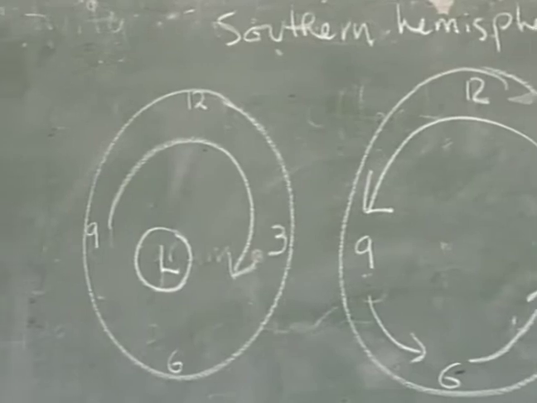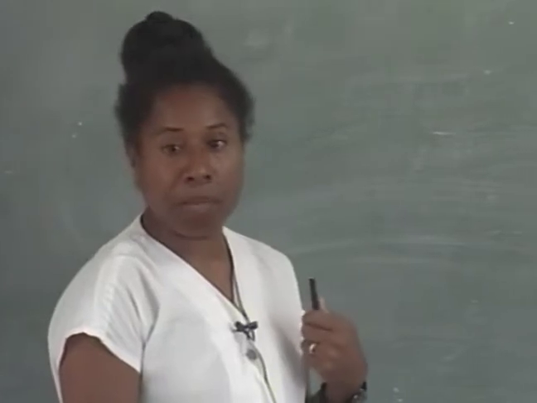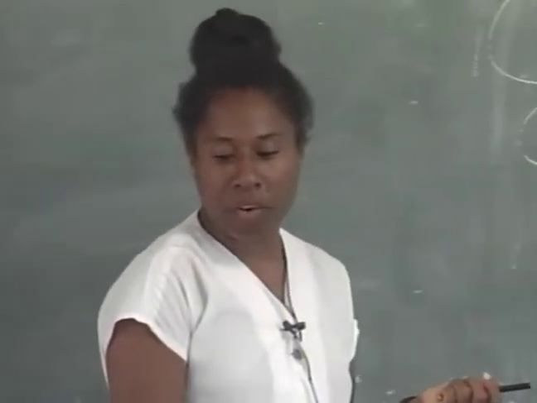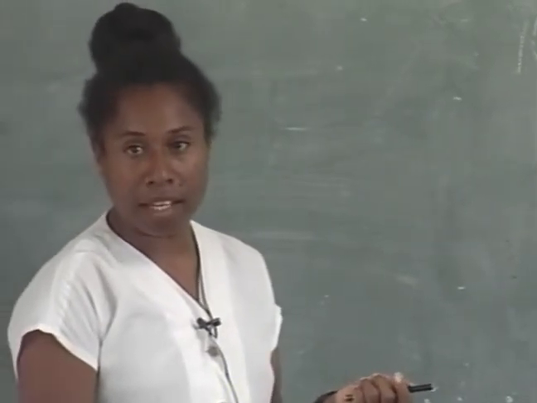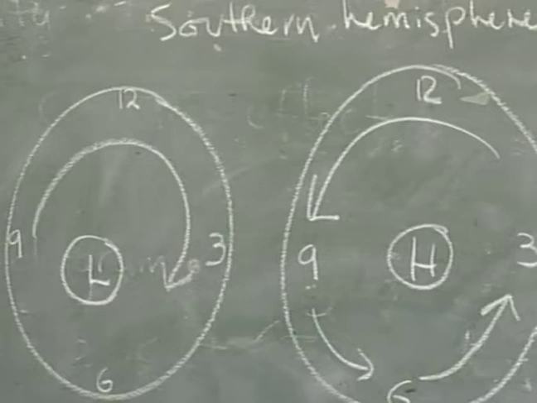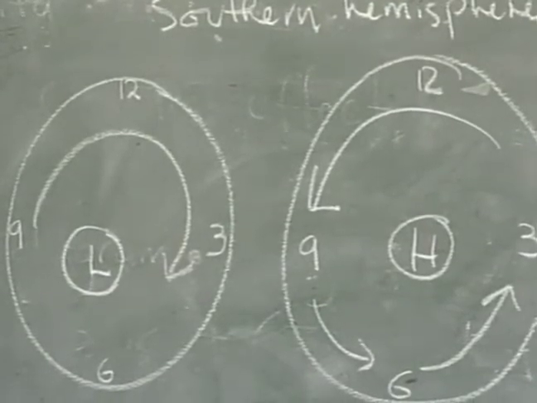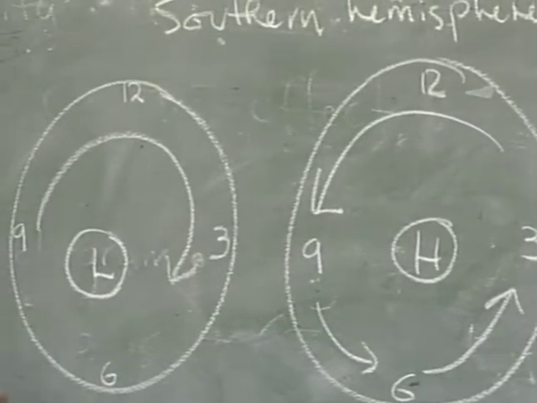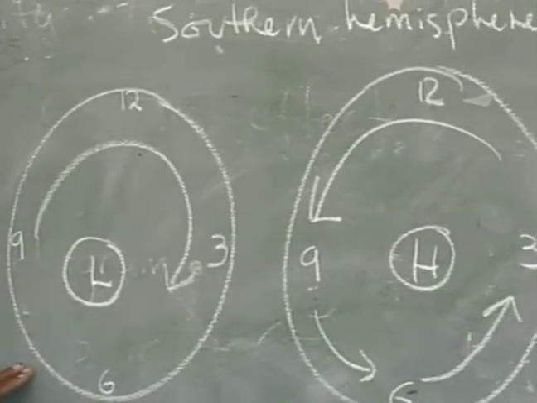Then we also have the high pressure areas in the southern hemisphere. In the southern hemisphere, air will spiral out in an anti-clockwise direction in the southern hemisphere. So here, high pressure, air will actually spiral out in an anti-clockwise or counterclockwise direction. We'll give an explanation and some example of this very shortly. So we look at that again.